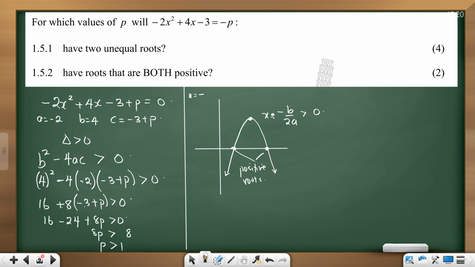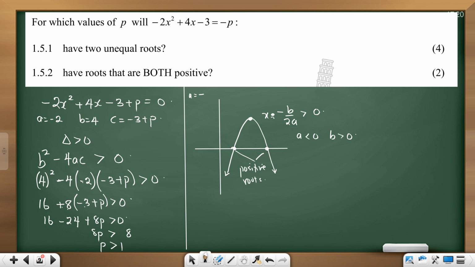But I already see something that my A is less than 0, right? My A, as this question is, my A is less than 0. For me to have a positive, it means B also must be what? Less than 0. Does that make sense? No, B must be greater than 0.